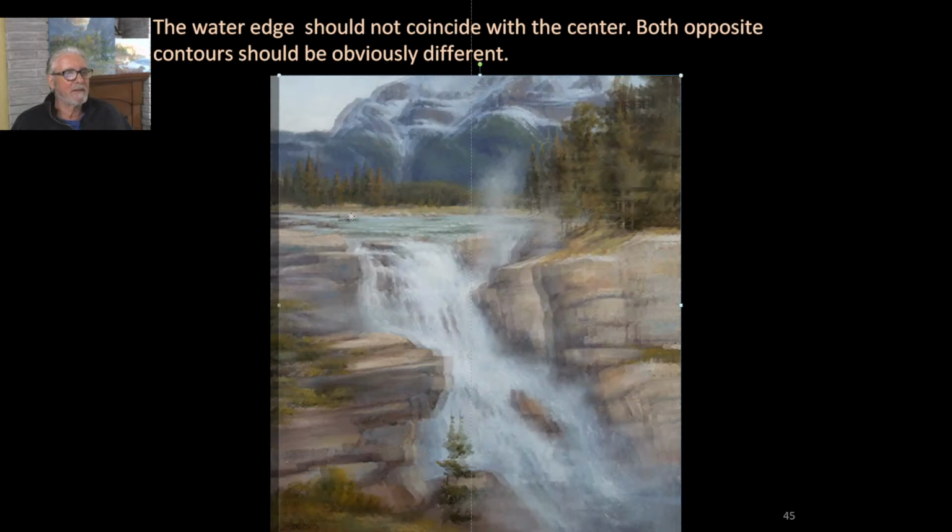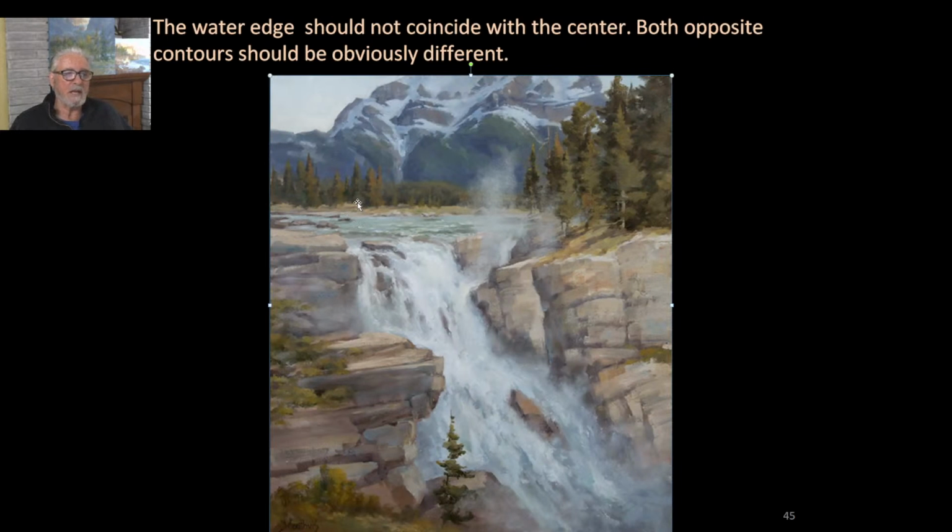All right. The water edge should not coincide with the center. Both contours should be obviously different. So you look at this contour, and this contour should be very, very different. I even added the evergreen tree for that purpose, so it wouldn't even look remotely the same. And make sure that none of these lines run down the center. Normally when I create waterfalls, I don't have them come straight down. I always bring them down on an angle, like a diagonal, so it's not coinciding with the center part.